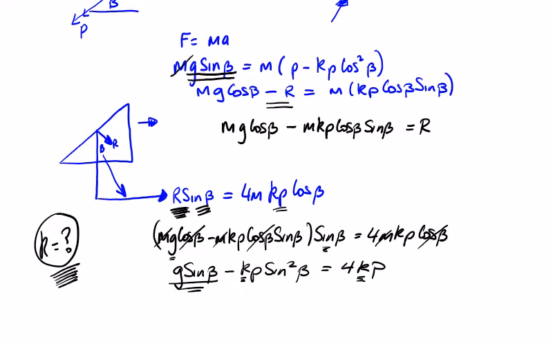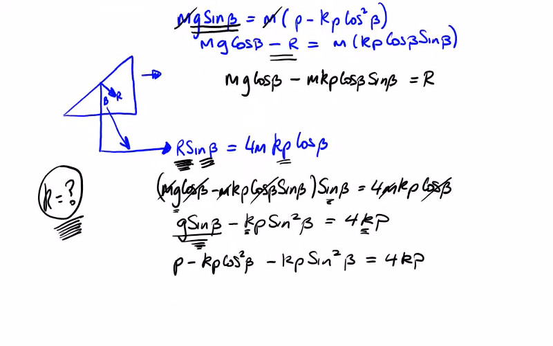So actually you can cancel my m's here, divide across by m, and I get g sine beta is equal to p minus kp cos squared beta, which does two things for me. It gives me a k and it gives me a cos squared. So we're going to replace this one with p minus kp cos squared beta. And I also have a minus kp sine squared beta. So you see I'm going to be able to divide by kp here. Sine squared beta equals 4kp. So I could definitely divide by kp.